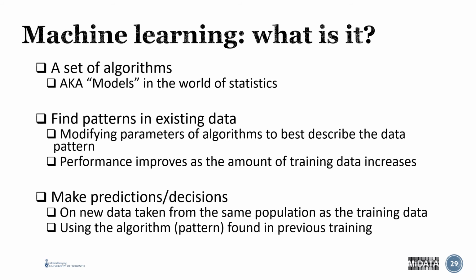Now you can also make predictions or decisions. And what you hope to do, based on your model, is to be able to make these predictions or decisions on new data taken from the same population as the trained data, and do so accurately. Now you're of course using the algorithm, which in this sense you could consider the pattern, found in your previous training, so from the training data.